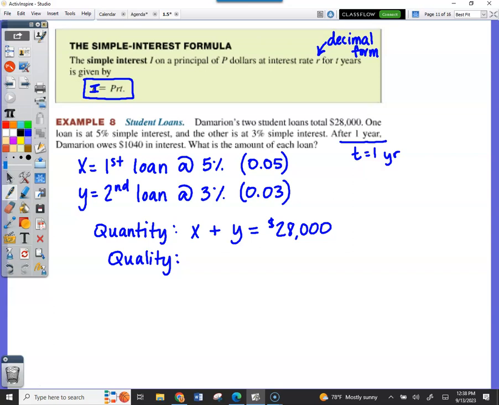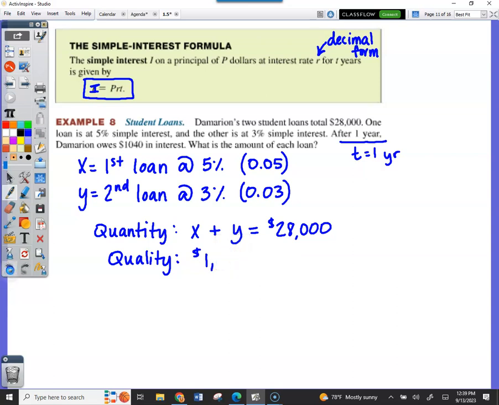Now the quality is going to take into account what? Your interest rate. What do we know from the problem? We know the total amount of interest is $1,000. So this equation is going to come into play here. But how many loans do we have? We have 2. So we're going to actually have 2 of these. We're going to have one for the first loan plus one for the second loan, and they total to $1,000 in interest. So let me write this down.